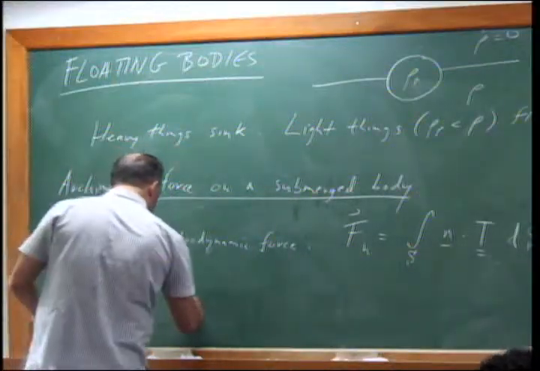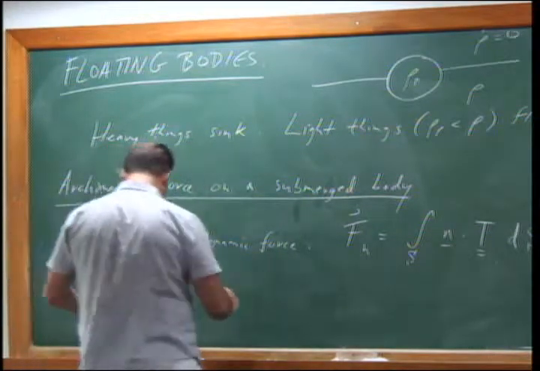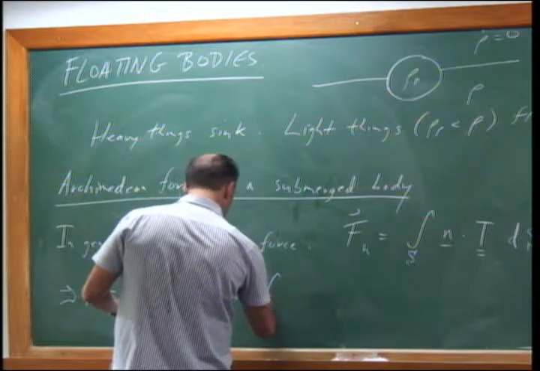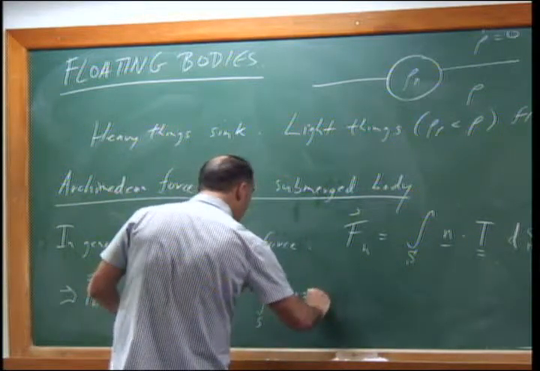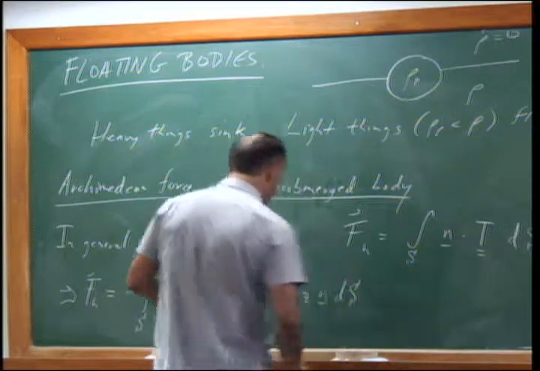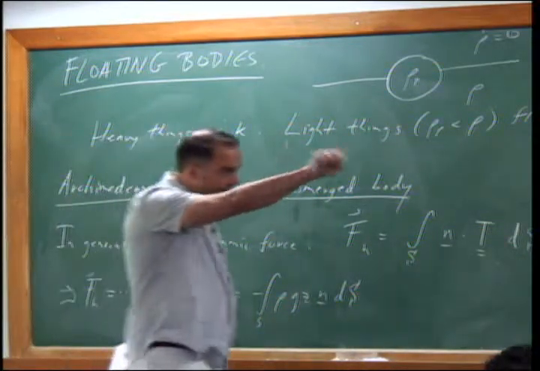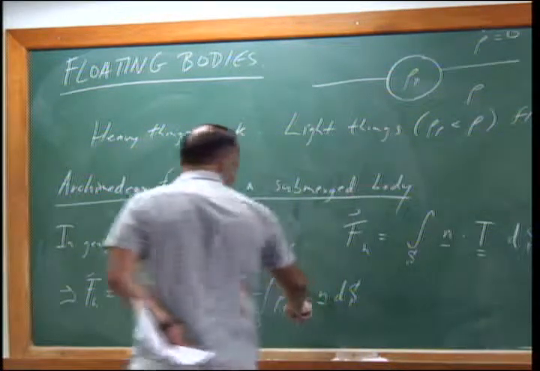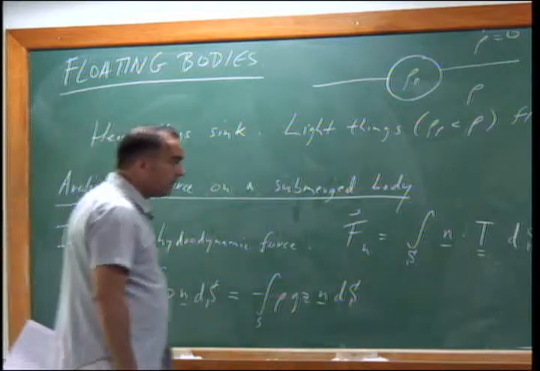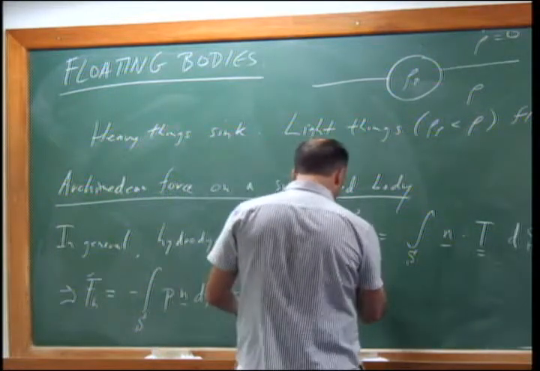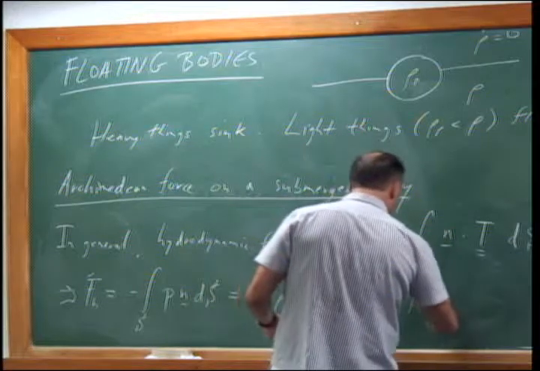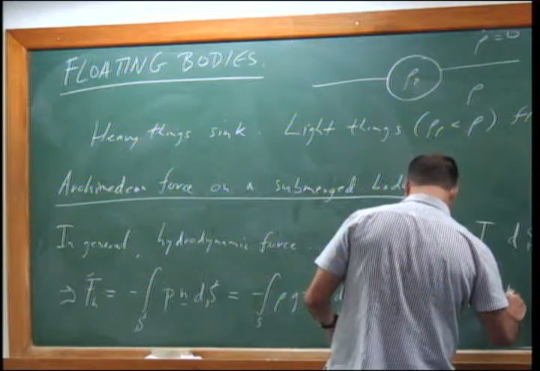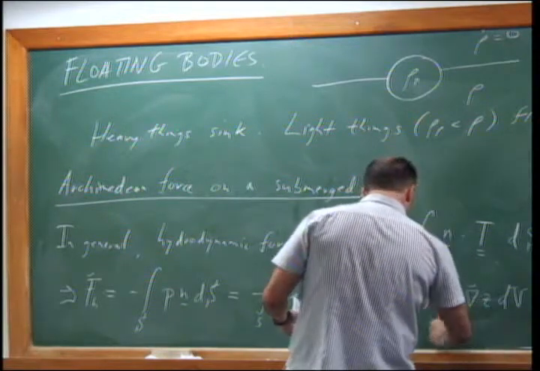Sorry. Okay, so the integral of P n dS. P is just now minus rho g z, n dS. Right, so we're basically integrating the pressure everywhere around here, and it's varying because the depth of the surface varies. And we can use the divergence theorem to turn it into a volume integral.